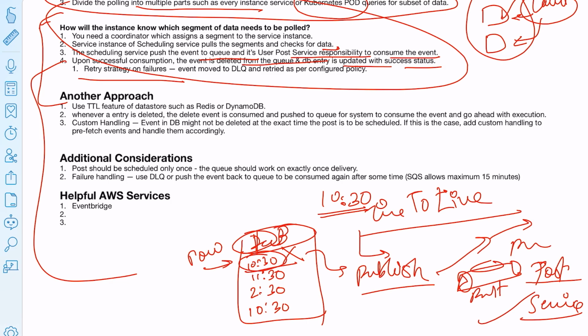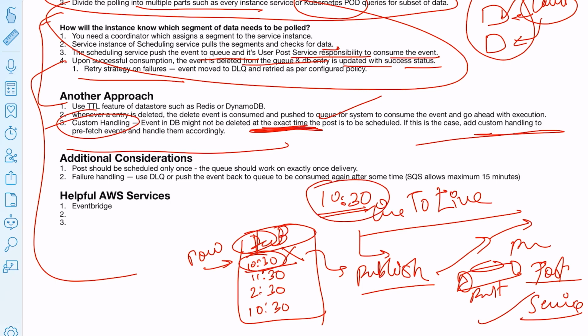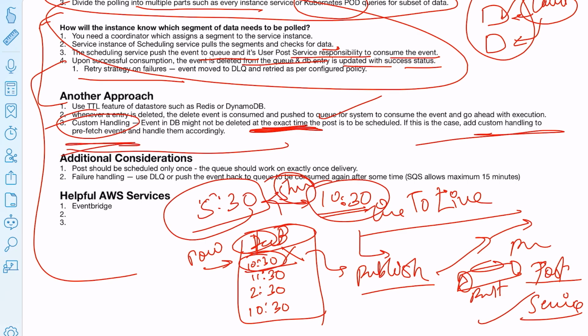Whenever an entry is deleted, the delete event is consumed. Custom handling, which we already discussed: there is a possibility that the event is not deleted at the exact same time. So you need custom handling in place to prefetch the events and handle them accordingly. So instead of deleting this event at 9:30, you can delete this event, let's say at 5:30. So you have that 5 hour buffer window in which you can continuously poll, or you can use any other mechanisms, so that you basically prefetch the events and then handle them.